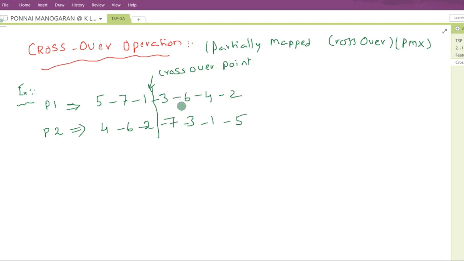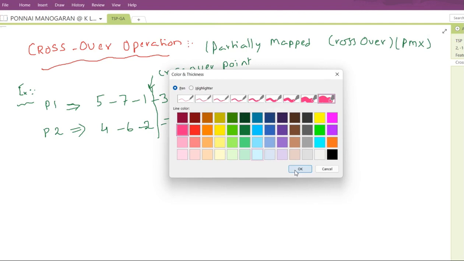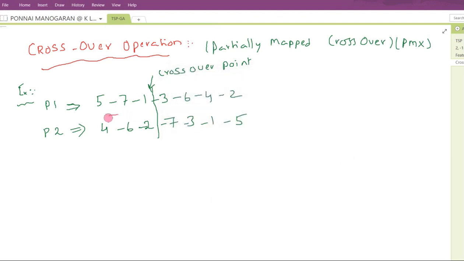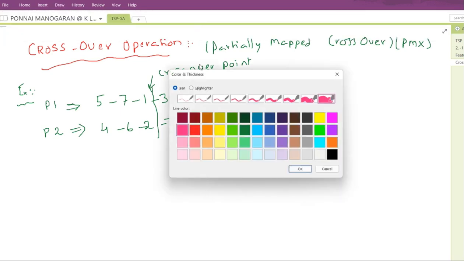After dividing, you get two halves. Let us see how the first child is produced. You have to transfer this 4, 6, 2 to the upper half of parent one. Let us transfer one by one. You have to do it carefully, slowly.